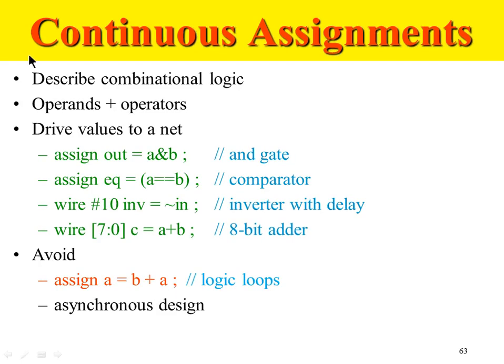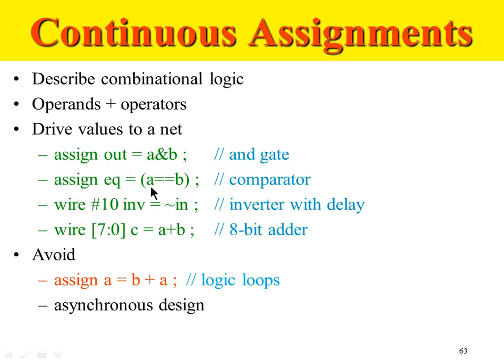There are certain guidelines you should follow. Wherever possible, use combinational logic because they are very fast. Operands plus operators. So think about operators that you're using and make sure you're using them for the right operands. Assign out is equal to A and B to generate an AND gate for you.